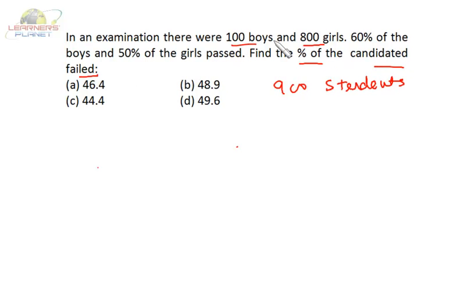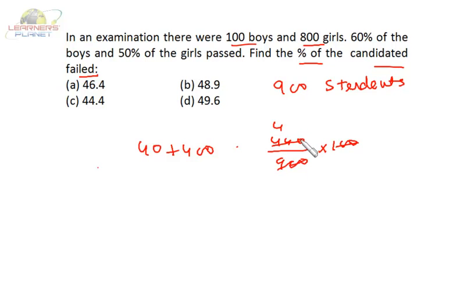Now 60% of the boys are passed. That means 40% of the boys are failed. That means 40 boys are failed. Similarly, from 800 girls, 50% of the girls are passed. That means 50% of the girls are failed. That means 400 girls are failed. In all, 440 students are failed out of 900 students. So we just have to calculate this percentage.